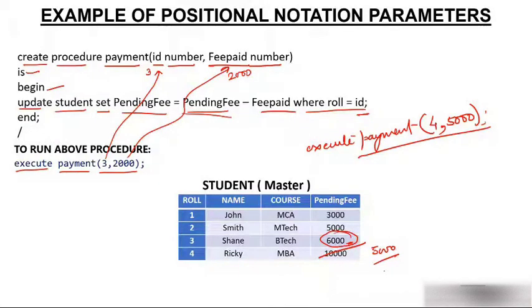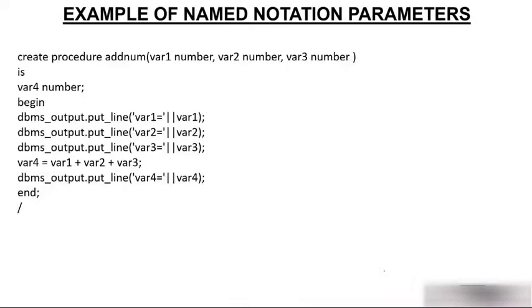Okay. So let's begin with some other example. This is the example of named notation. Now you see what we are trying to do here. We have created a procedure, create procedure add num, and there are three parameters, variable 1, variable 2, variable 3, all with data type number. We have created one more variable, variable 4, with data type number. Then we are printing variable 1, variable 2, variable 3, and finally in variable 4 we are adding all these three variables. After that we are printing variable 4 also, and then end with a slash line.